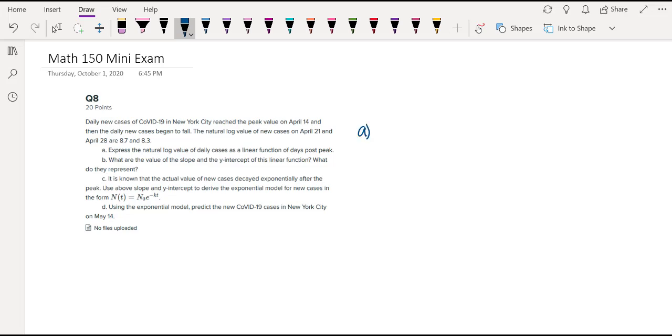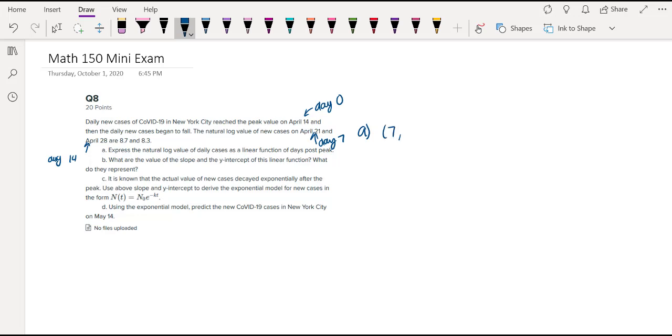So part A is asking us to express the natural log value of daily cases as a linear function of days post-peak. The first thing I want to think about is how many days post-peak April 21st and April 28th are. Since our peak day is April 14th, let's call this day 0. April 21st is 7 days after April 14th, so let's call this day 7. And similarly, April 28th is 14 days after April 14th, so that would be day 14.